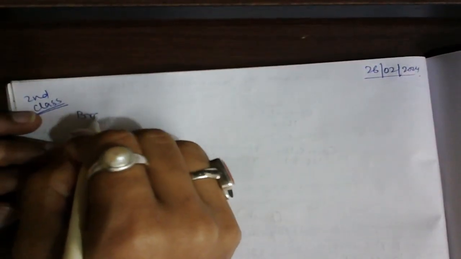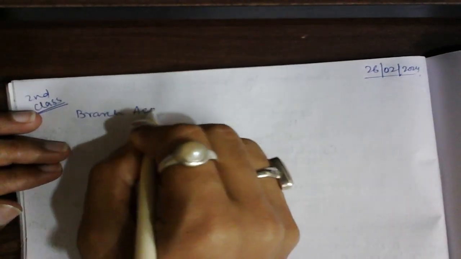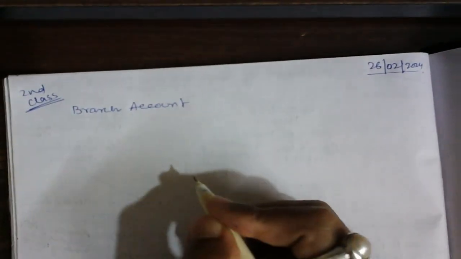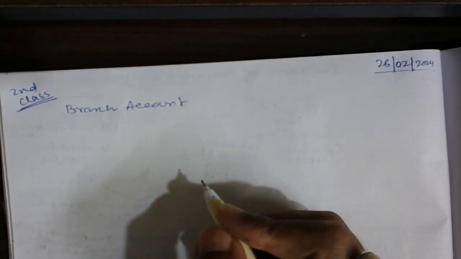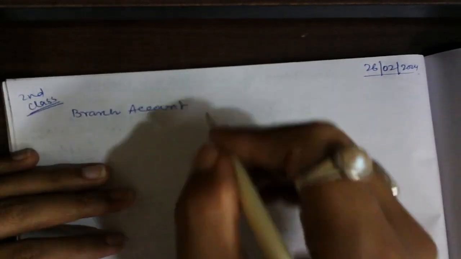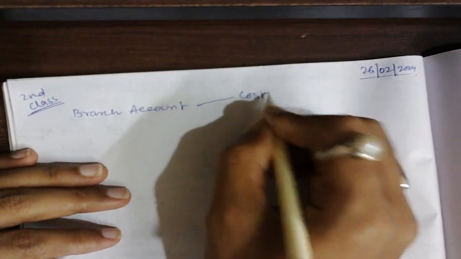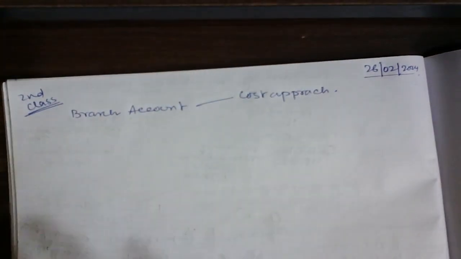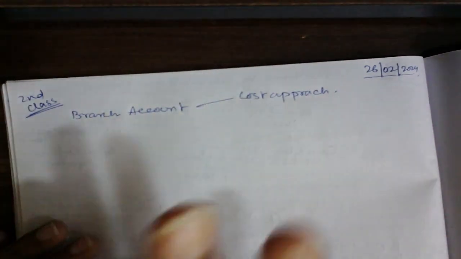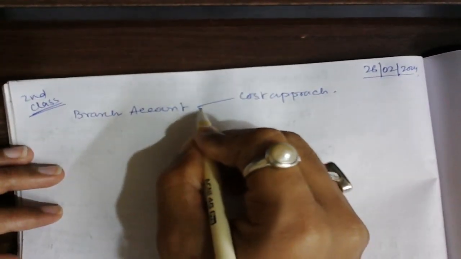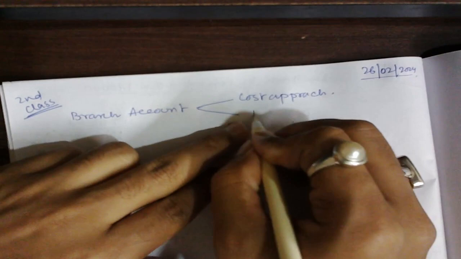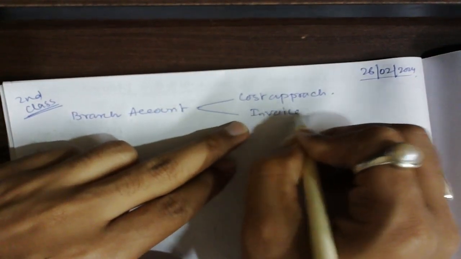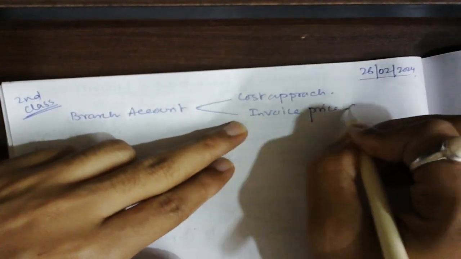Till now, we have understood that when we prepare the branch account under the synthetic method, we have already prepared it based on the cost approach, correct? It is very easy. We use the cost approach to calculate the net profit from the branch account. We have already done one sum on it. Right now, what we are going to learn, which is very important from the exam point of view, is the invoice price method or approach.